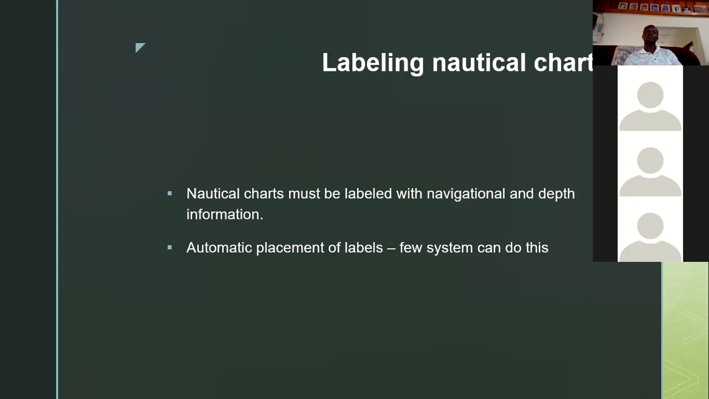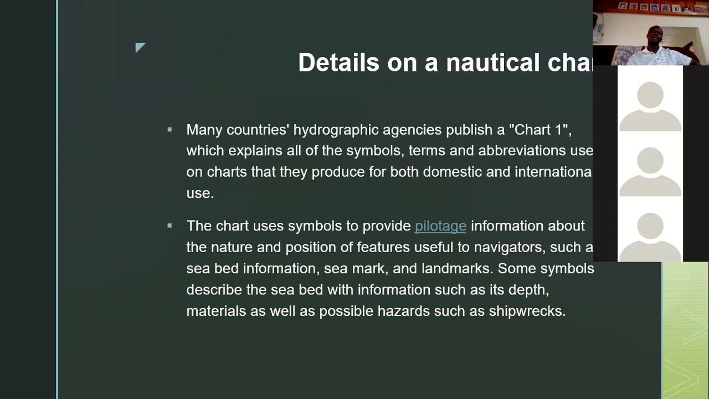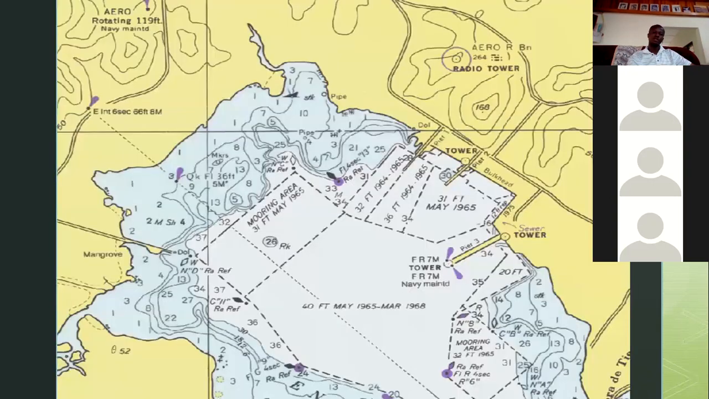All right. So nautical charts must be labeled with navigational and depth information. I'm skipping some sentences on detail. There's a way all nautical charts are linked to each other. Please ignore this bit. Pilotage information is there. Okay, that's a typical one.